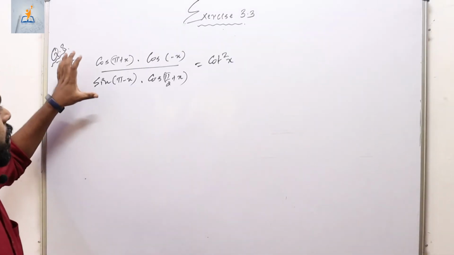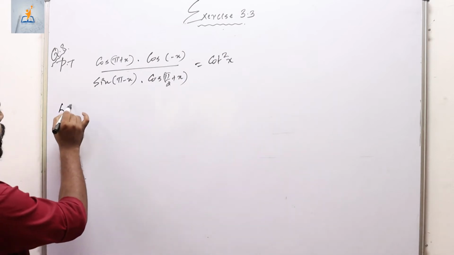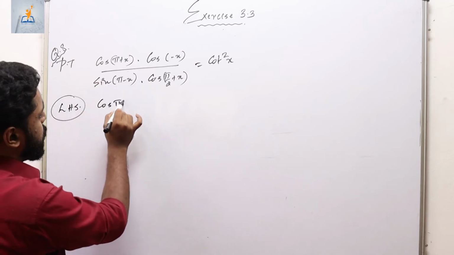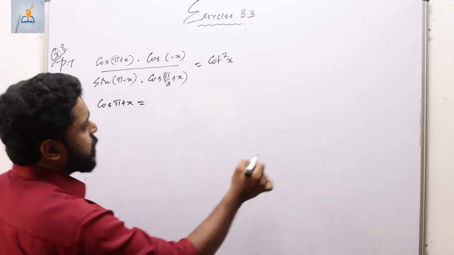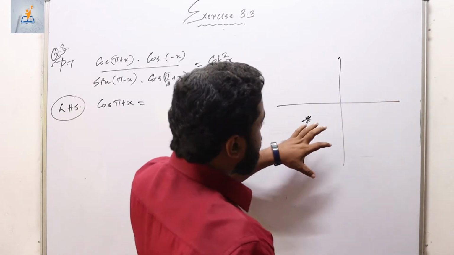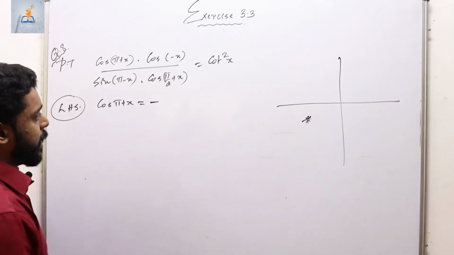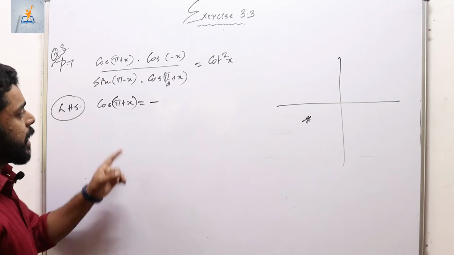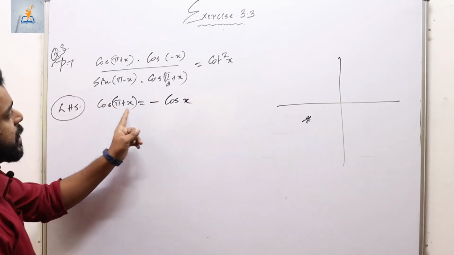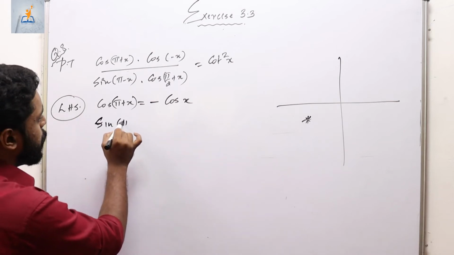The eighth question is that we have to prove this LHS is equal to this RHS. Let us consider the LHS. In LHS we want to find cos(pi plus x), isn't it? As we know, when we draw the quadrants, cos(pi plus x) will lie here, and since here only tan and cot are positive, the answer will be negative. And since the sum is taken with an integral multiple of pi, the trig function will remain the same. So cos(pi plus x) is equal to minus cos x, and we have sin(pi minus x).